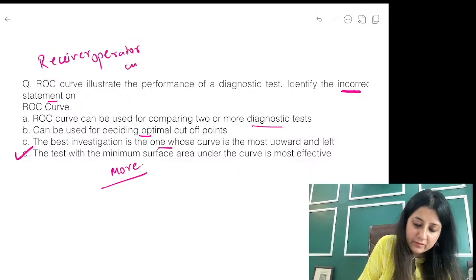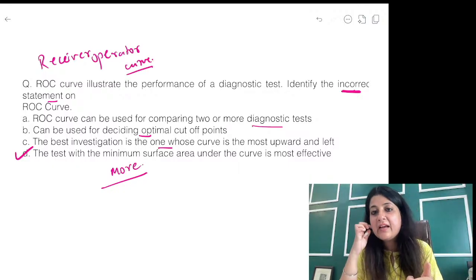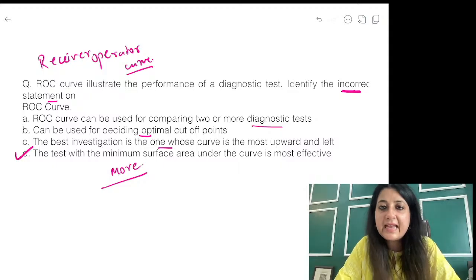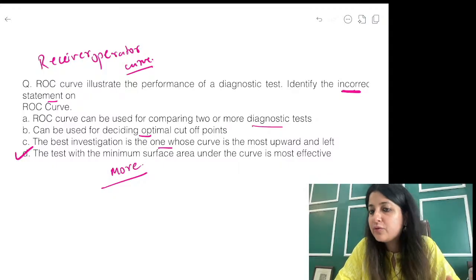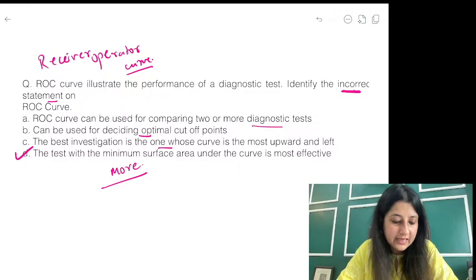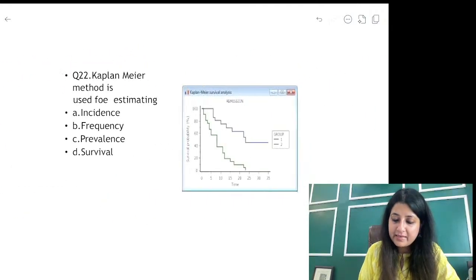Receiver operator curve. For any disease we can have two or more than two tests. We can have more cutoffs. So to decide which one is the best, we construct the ROC curves. Clear, everybody? More the area under the curve, the better it is.